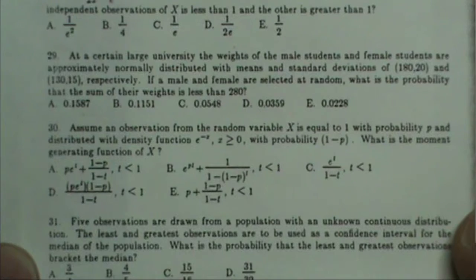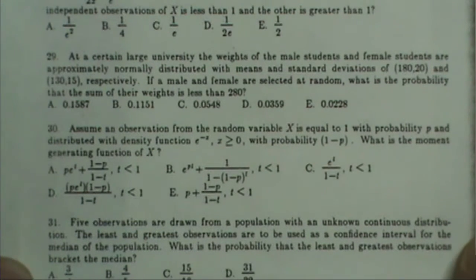Problem 30. Assume the random variable x is equal to 1 with probability p, and x is distributed with density function e to the minus x with probability 1 minus p. What is the moment generating function of x?